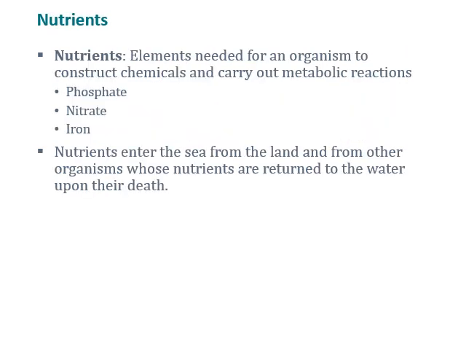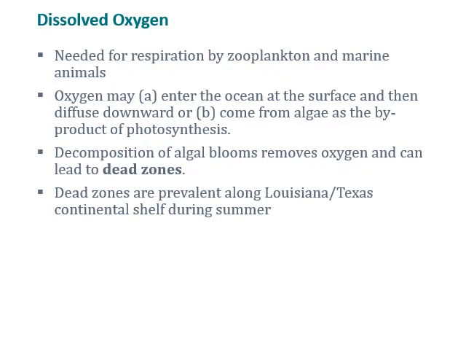The main nutrients that are needed for an organism to construct chemicals and carry out metabolic reactions are phosphate, nitrate, and iron. And these nutrients enter the sea from the land and other organisms whose nutrients are returned to the water upon their death. Dissolved oxygen is needed by zooplankton and marine animals to respirate, and such oxygen may enter the ocean from the surface and then diffuse downward or come from algae as a byproduct of photosynthesis. Decomposition of algal blooms can remove oxygen and can lead to dead zones in the ocean and fresh water as well. Dead zones are prevalent along Louisiana and Texas continental shelves during the summer.